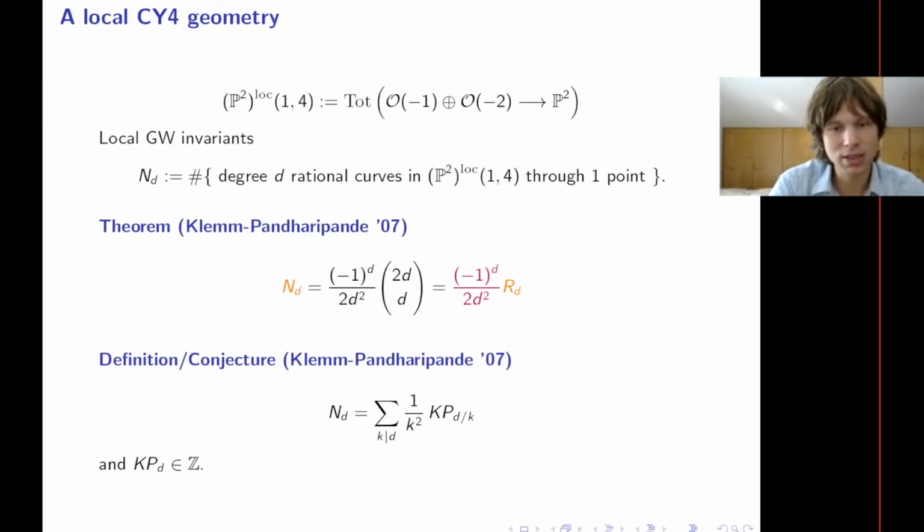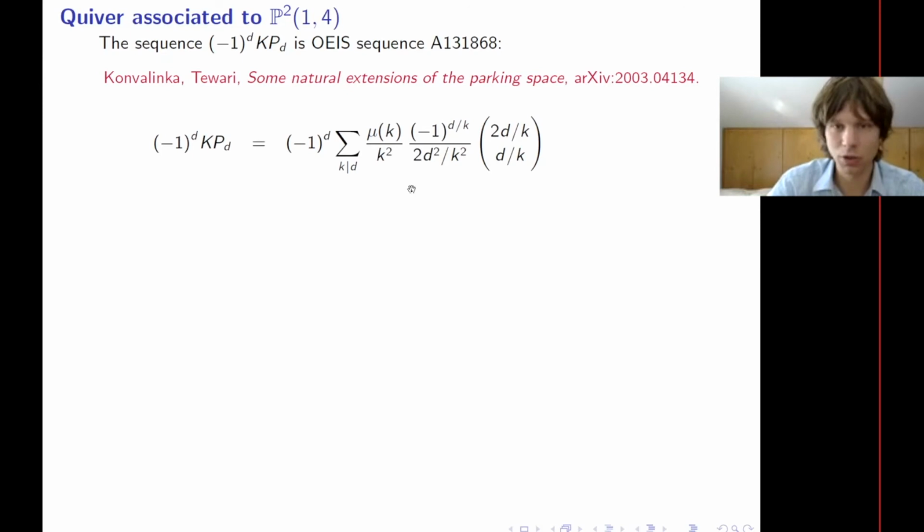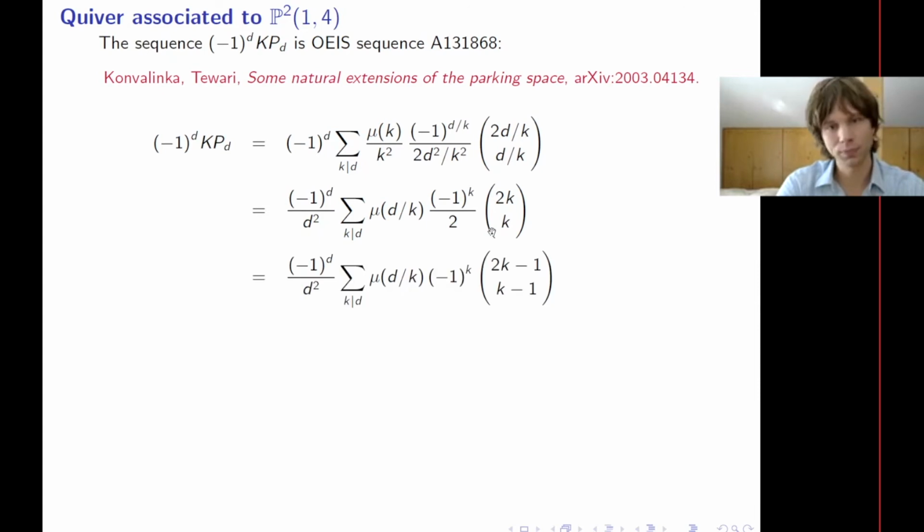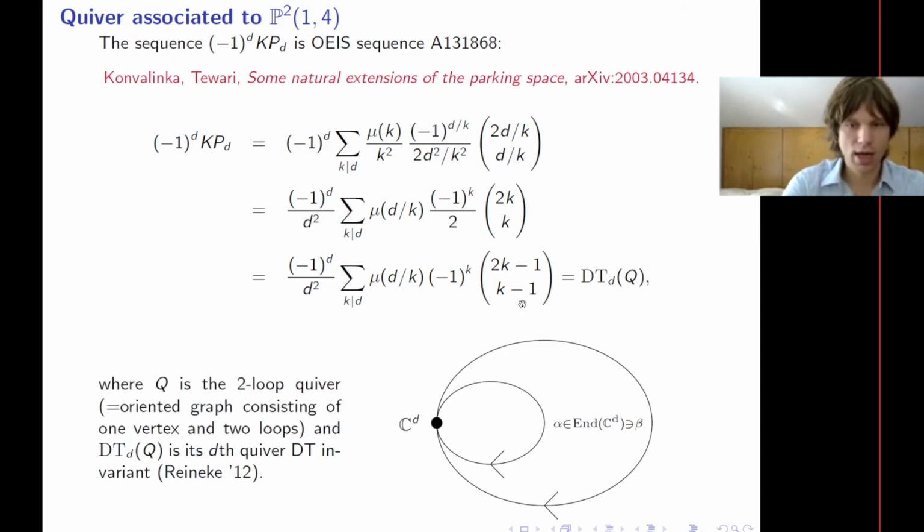But instead, let's just take this little formula and invert it first. This is Möbius inversion. It's exactly the same formula, except we have this Möbius factor, which is plus or minus 1 or 0, depending on the prime decomposition of k. And then we can simplify this. We move the d square out, the k square simplifies, and then we replace d over k by k. We can get rid of the 2 by incorporating it into this binomial coefficient, and then we find miraculously that this is a quiver DT invariant for the quiver with 1 vertex and 2 loops.